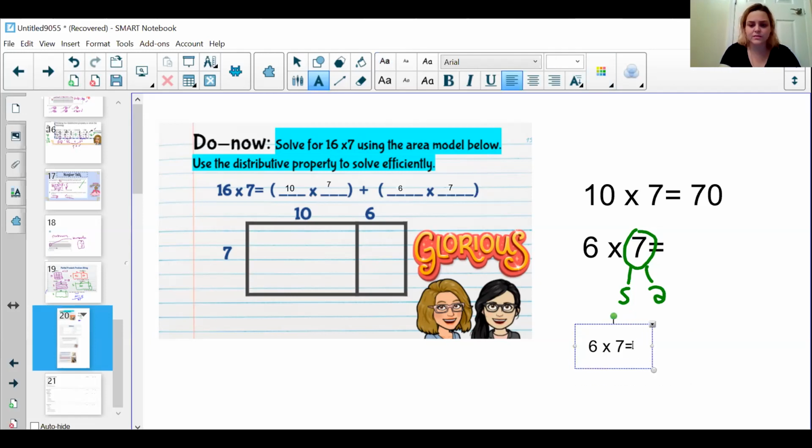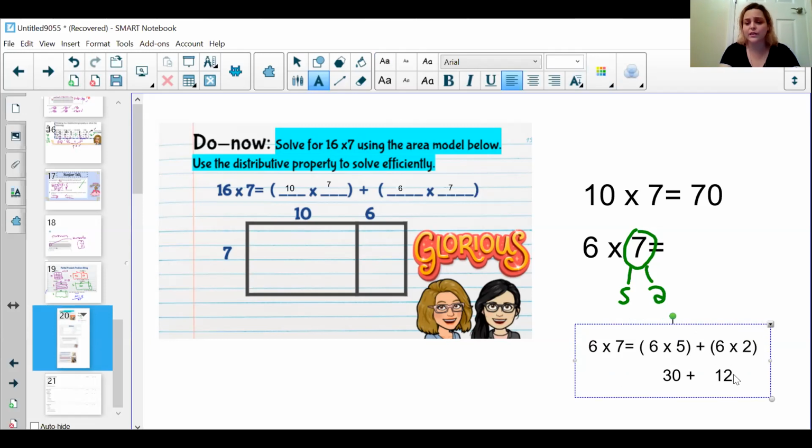So 6 times 7 would be the same as 6 times 5 plus 6 times 2. Why? Because we've decomposed a 7 into a 5 and a 2. So I'm multiplying 6 times 5 and then 6 times 2. 6 times 5 gives me a product of 30, and then I'm not going to forget my addition symbol, and 6 times 2 gives me a product of 12. And so 6 times 7 is 42.